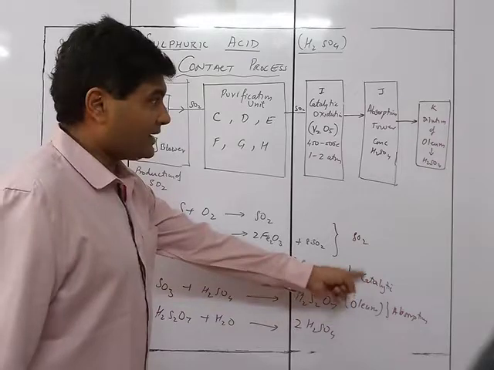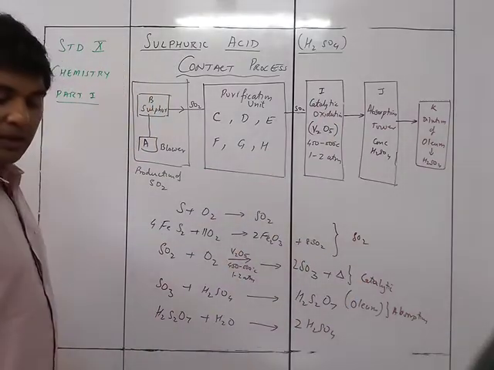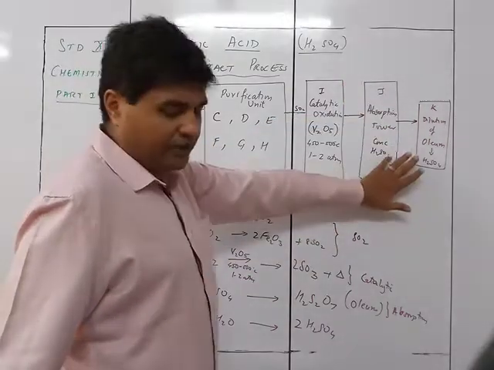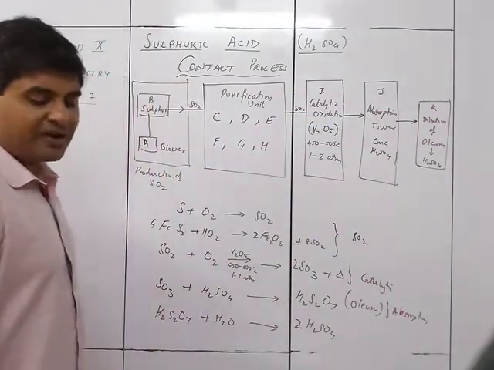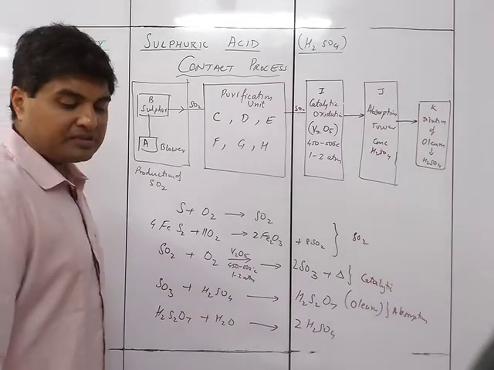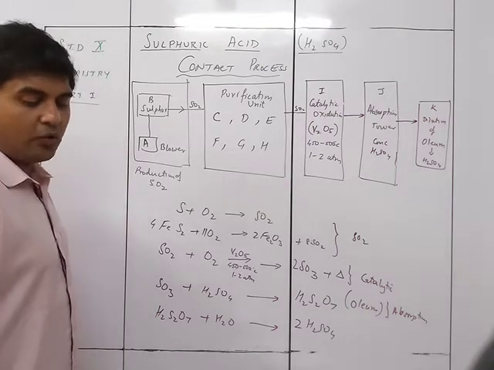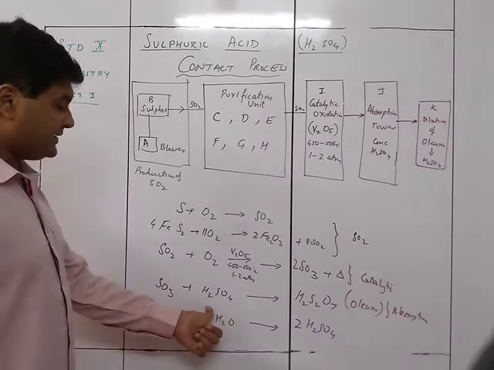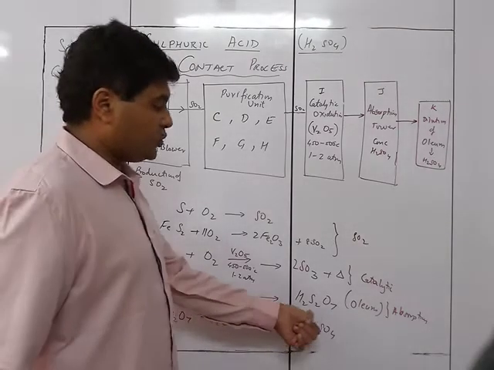That is in the catalytic oxidation chamber. The next is the third step, that is the absorption tower. In the absorption tower, the absorption of the sulfur trioxide in 98% sulfuric acid to give oleum or pyrosulfuric acid is going to take place. Now this is SO3 plus H2SO4 will give me H2S2O7.